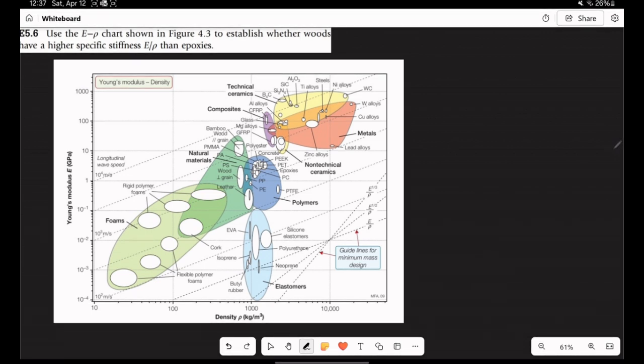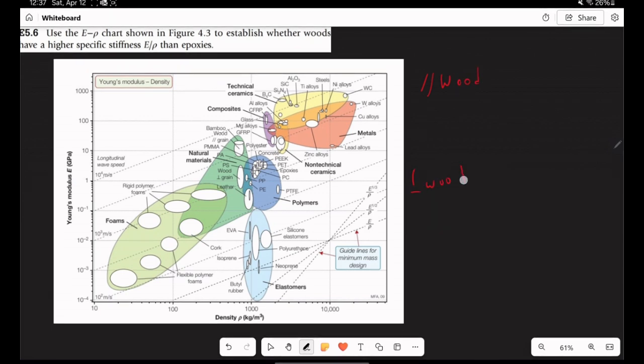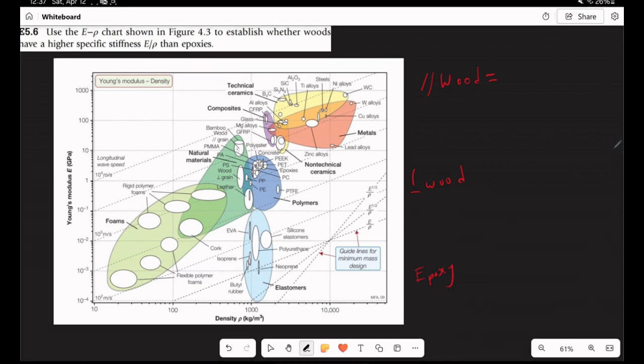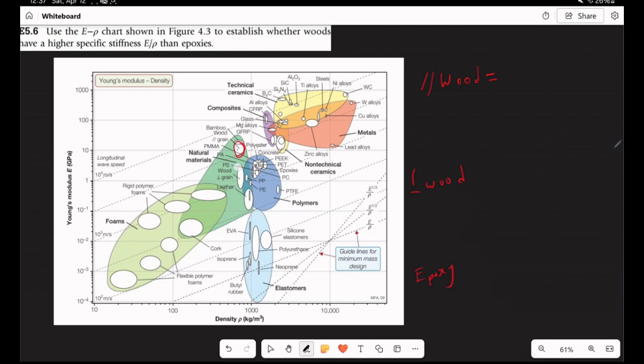First we have three materials that we are comparing: parallel grain wood, perpendicular grain wood, and epoxy. We are trying to calculate their E over density value. For density, you can see wood has a range of values, based on this big circle. Even this one has a range of values, and epoxy has a range of values.